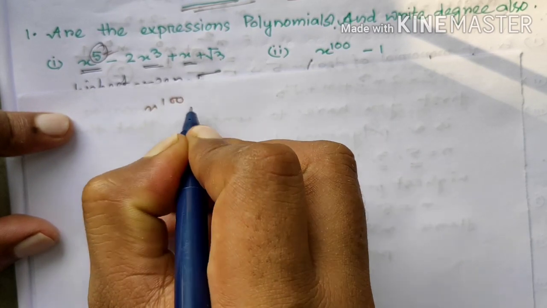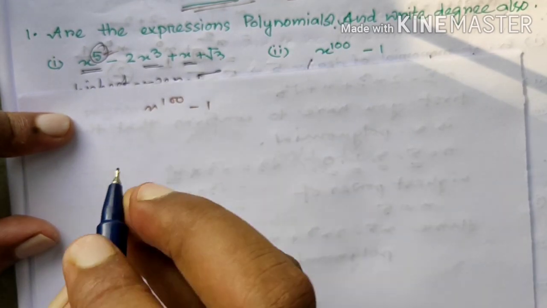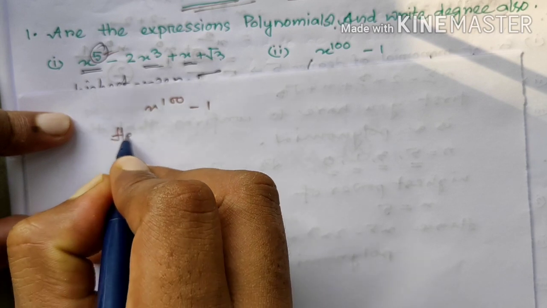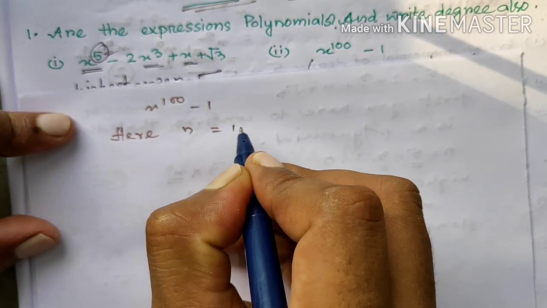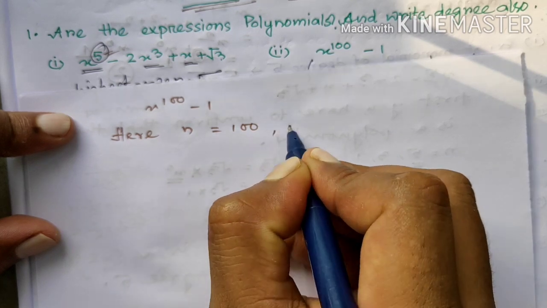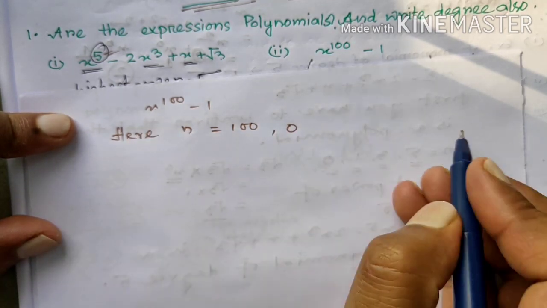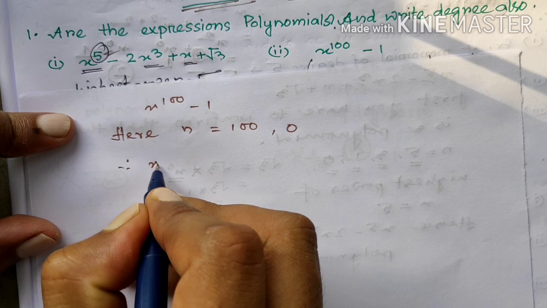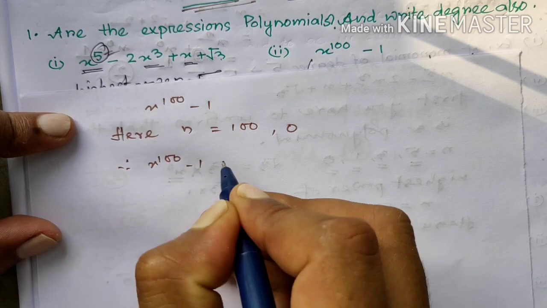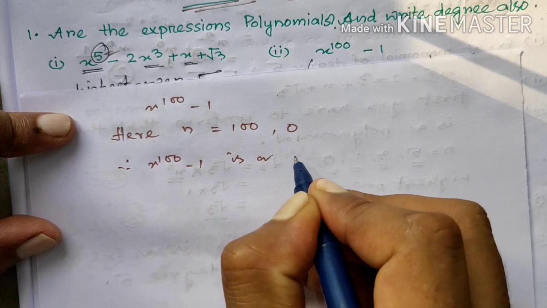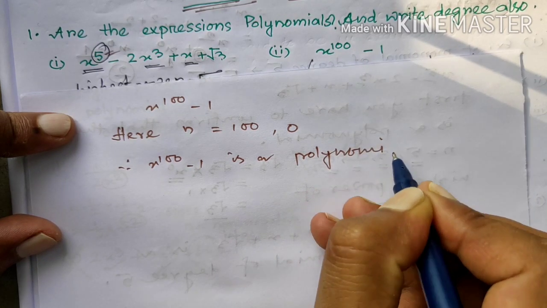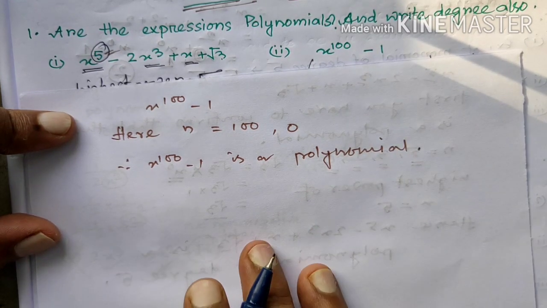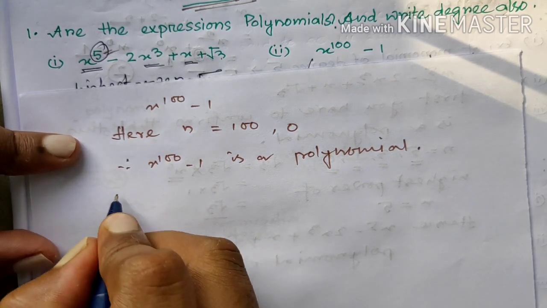Next, x to the power 100 - 1. Here the highest power of the variable x equals 100. So x to the power 100 - 1 is a polynomial of degree 100.